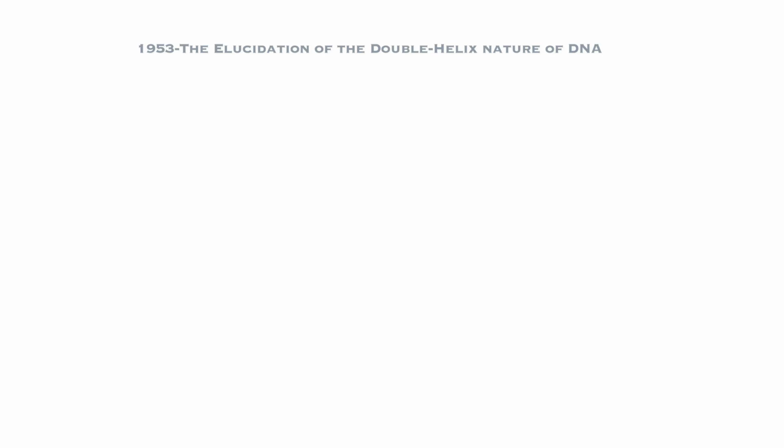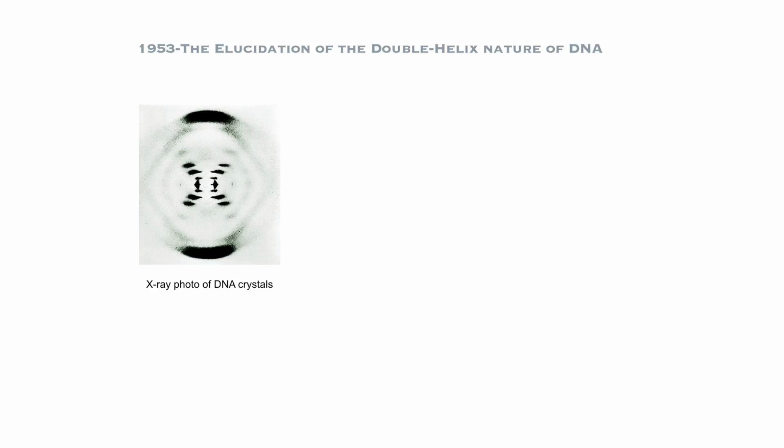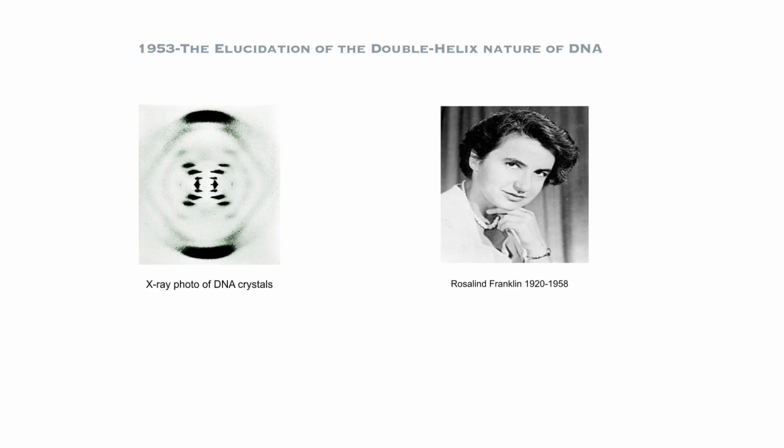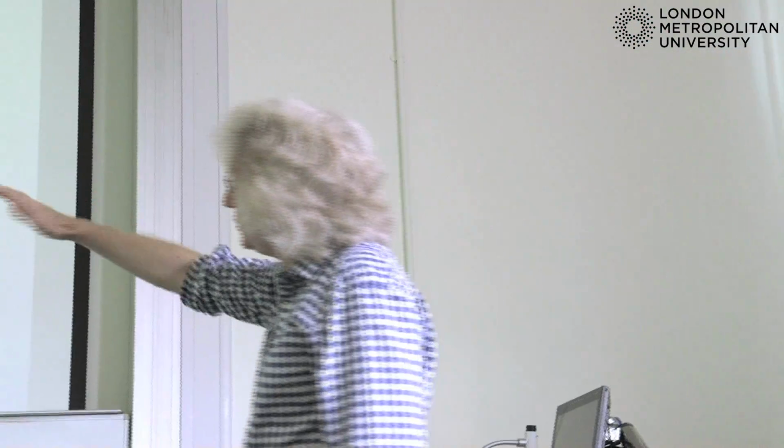And the elucidation of the double helix was just over 60 years ago. It was this photograph of DNA crystals by X-ray crystallography. It was taken by the late Rosalind Franklin in the laboratory of Maurice Wilkins at King's College on the Strand. And this is very strange. If you look at it, to decipher what structure gives rise to that essentially 2-dimensional photograph.